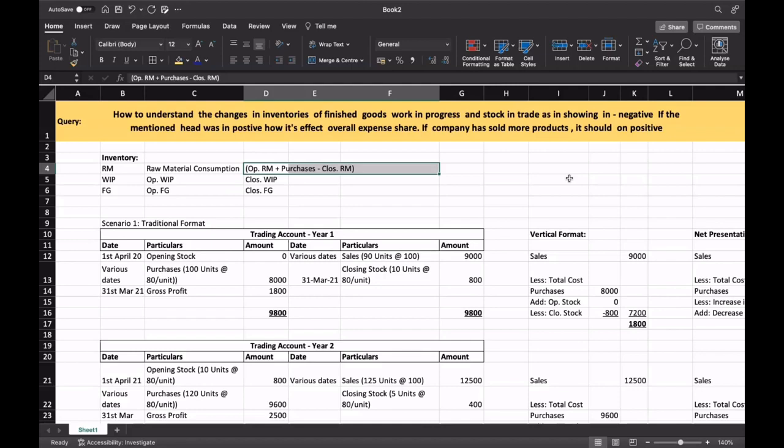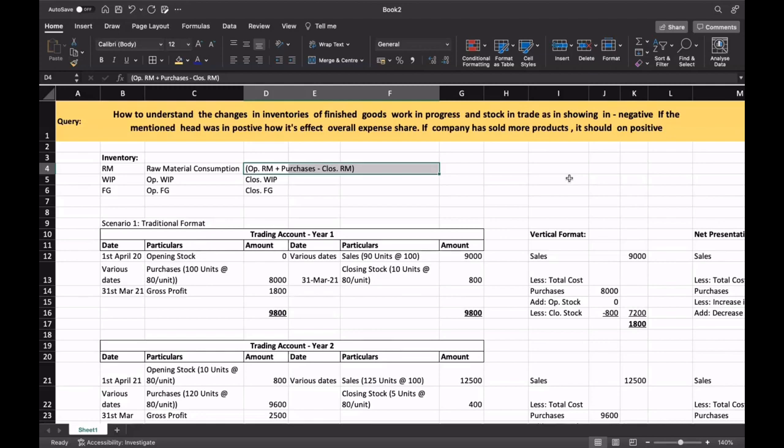And raw material consumption is also very simple. I mean, logically you can understand it very easily. You had some raw material in the beginning of the year, then you purchase something, and at the end of the year you are carrying some raw material on hand, which means the balance is consumed. That's why we have the formula: opening raw material plus purchases minus closing raw material is equal to raw material consumed. In a similar way, we also have this work in progress and finished goods.